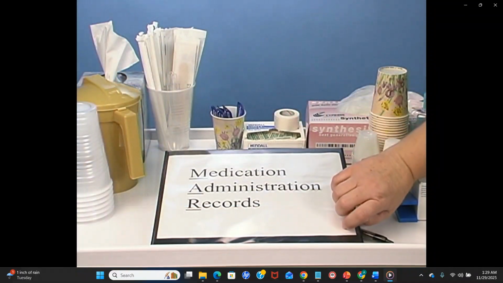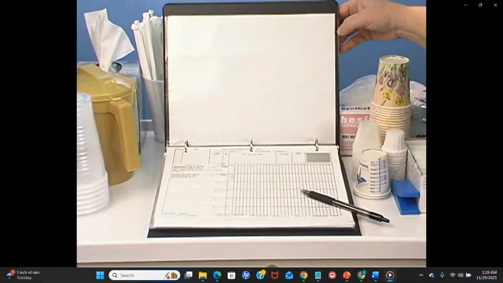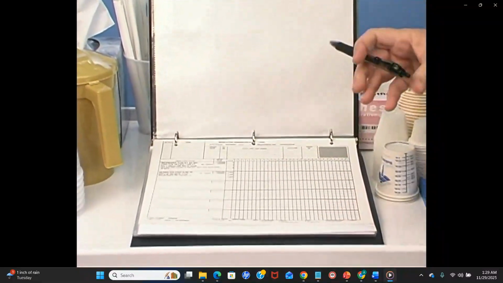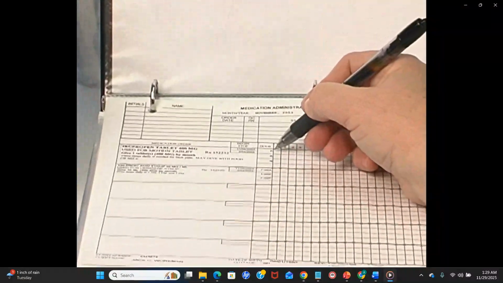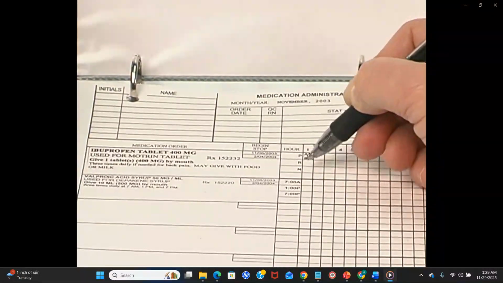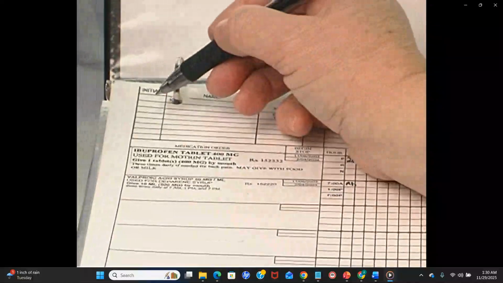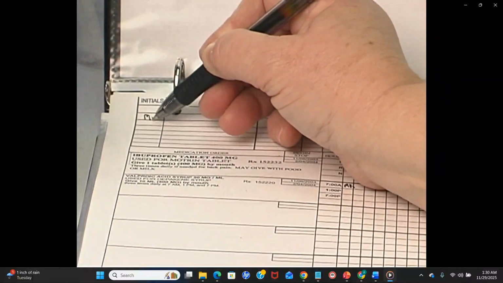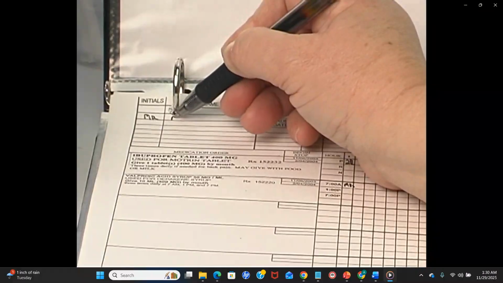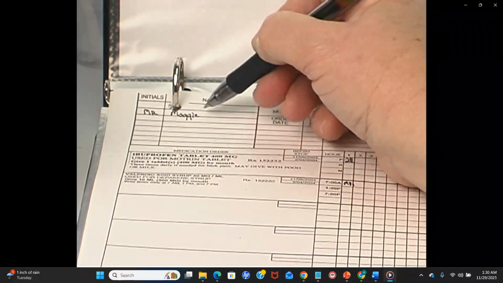After the client takes the medication, return to the cart and document that the medication was taken by initialing the correct spaces on the MAR. For each PRN or as needed medication given, you must initial the MAR and document the time and reason the medication was given. Always follow your agency's policy for documenting the time and the reason for administering the medication.